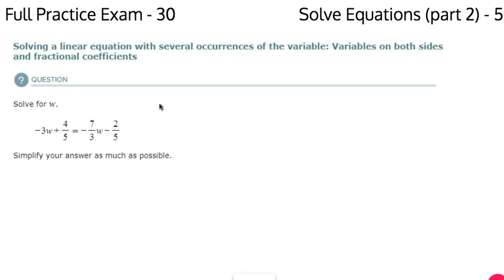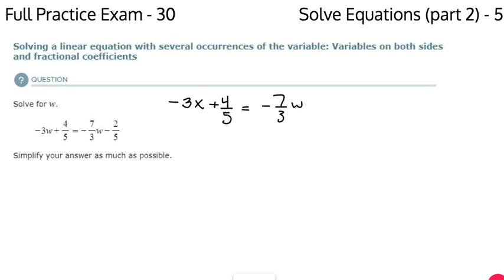Equations part 2, number 5. If you're on the full practice exam, this is number 30. Now, this one, a little more work here. So what we're going to do, first things first, let's eliminate all subtraction. Let's start with what we know how to do.